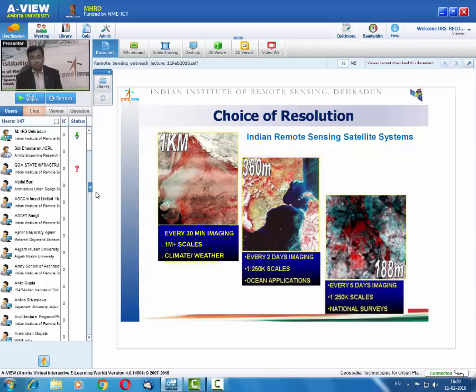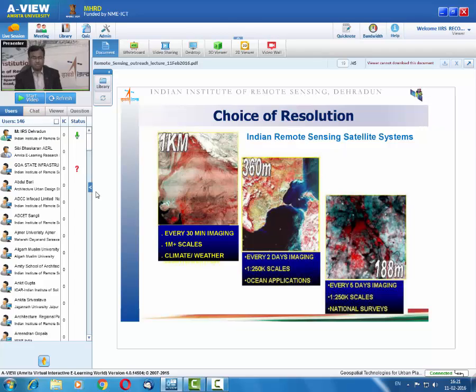Now Indian remote sensing satellite systems have a variety of resolutions available, but the point to be made here is that there is a catch. The higher the spatial resolution, the inferior the repetivity and also the data availability. I mean, that way, the spatial, spectral, temporal and radiometric resolution.